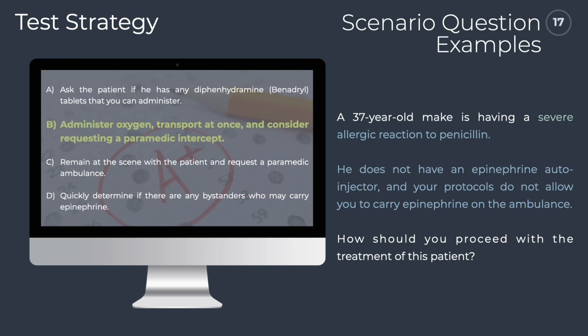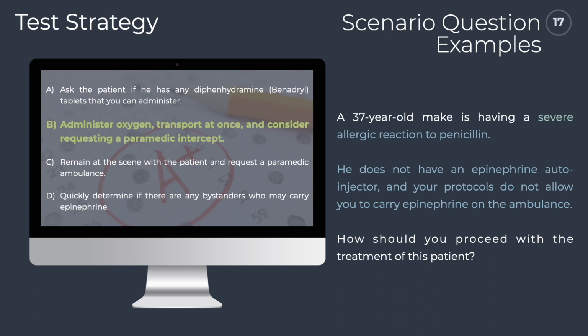a paramedic intercept. The first answer, to ask the patient if they have any Benadryl, is incorrect because, from a National Registry perspective, EMTs are not authorized to give Benadryl, nor is it indicated as a first-line treatment in the presence of anaphylaxis. With the answer, remain on scene with the patient and request a paramedic ambulance, we see an example of a partially correct answer. Requesting the paramedic ambulance is correct, with the unavailability of epinephrine at the moment. Requesting additional resources that do carry epinephrine would be the right answer.